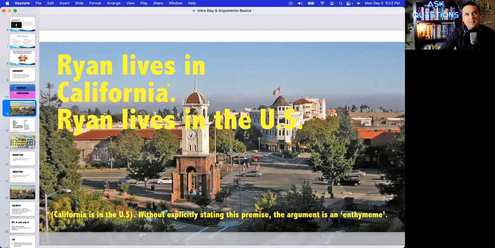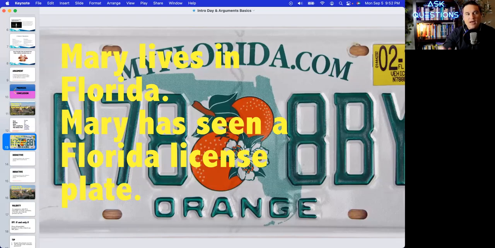In other words, there's a logical guarantee, isn't there? Living in California, the California that's in the United States, guarantees that one lives in the United States. However, we don't have this necessity, this logical necessity in this Florida argument. However, what we do have is a high degree of probability. If somebody lives in Florida, there's a very, very good chance that they've seen a Florida license plate. But notice the odds, in other words, are not 100%.